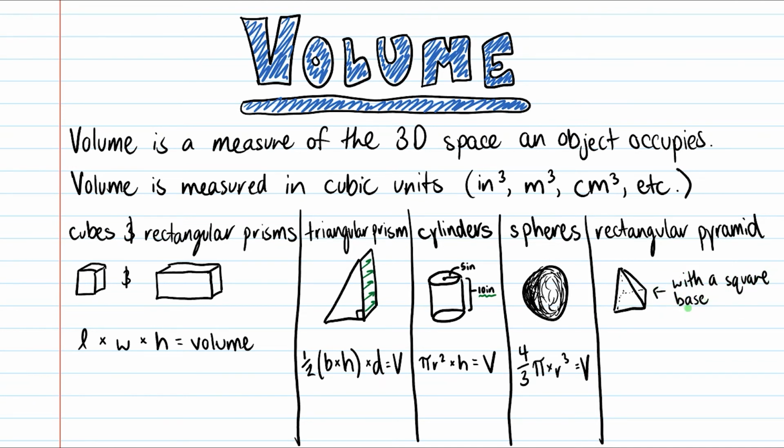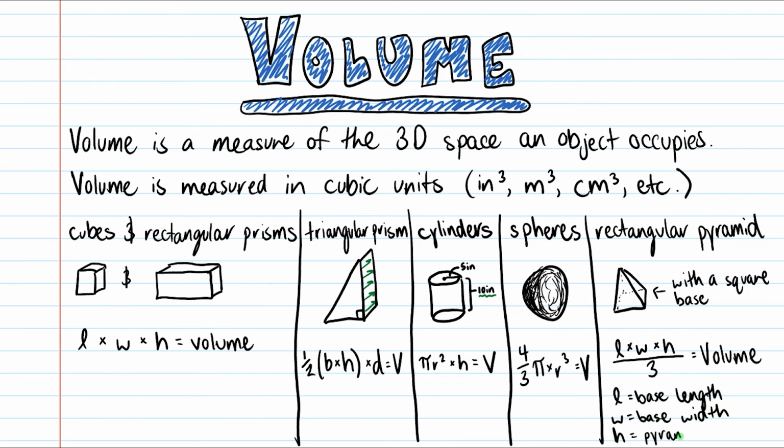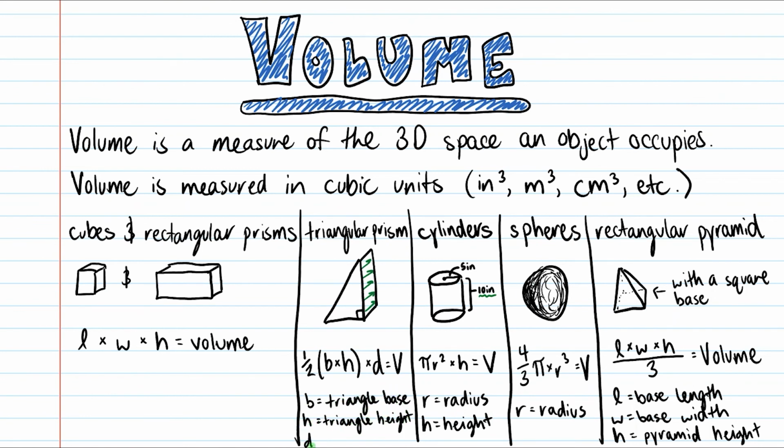And finally, for a rectangular pyramid with a square base, the formula is length times width times height divided by 3. The length is the base length, the width is the base width, and then the height is the pyramid height. And so I'll add what all of these variables mean for all these different shapes.